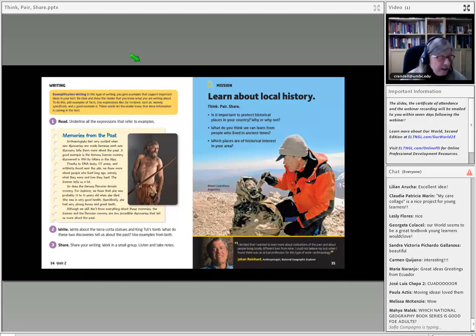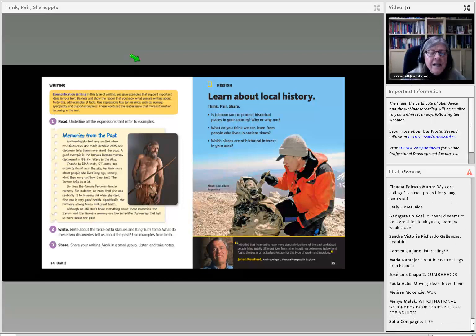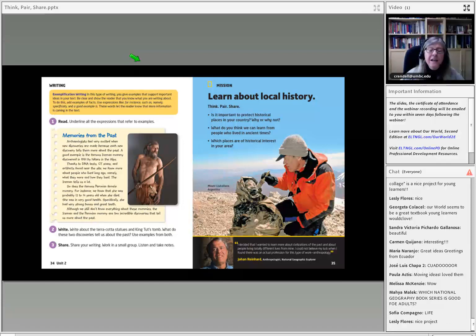And at a higher level, it's not just the traditions and the festivals and the culture today. It's also understanding the history of your particular part of the world. To protect, question, is it important to protect historical places? What do you think we can learn from people who lived in ancient times? And then what places are of historical interest in your area? And by the way, this kind of activity can be done with learners of all ages, and actually even making a tourist brochure can be.